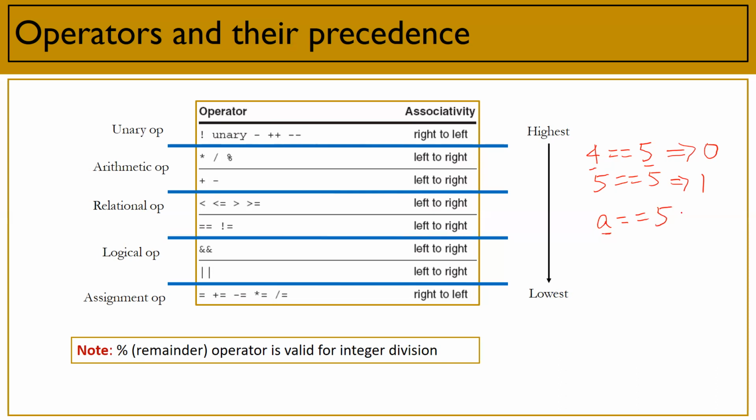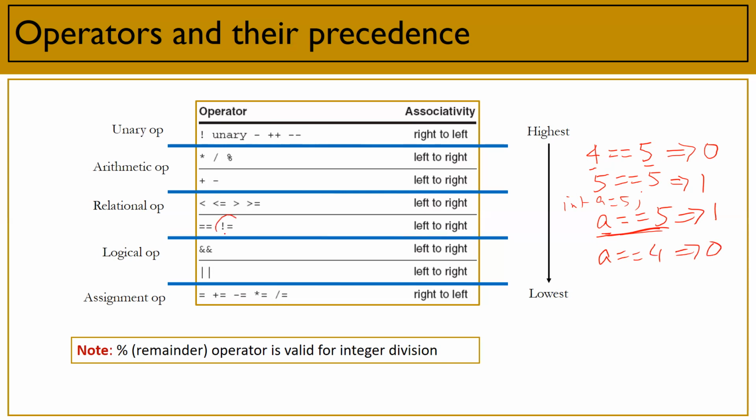So if a is 5, let's say int a is 5, then this result will give you basically 1. But if I compare a with 4, this will give you 0, because a is 5 and you're comparing with 4 for equality. They are not equal, so 0, right?